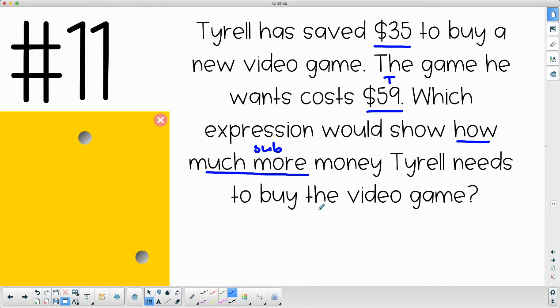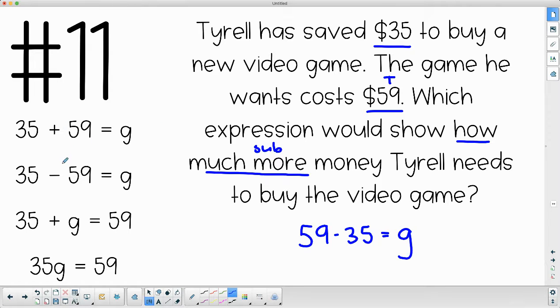So if I start thinking about this, I know I would take $59, I would subtract 35, and that would give me G for the game if I'm writing an expression, and then I could solve that. If we start looking at the answers on number 11, though, we can see none of those match what we wrote here. So I know that this number over here has got to be smaller than 59. So if I add 35 and 59, that's going to be more money than I need for that game. So I know it's not that one.